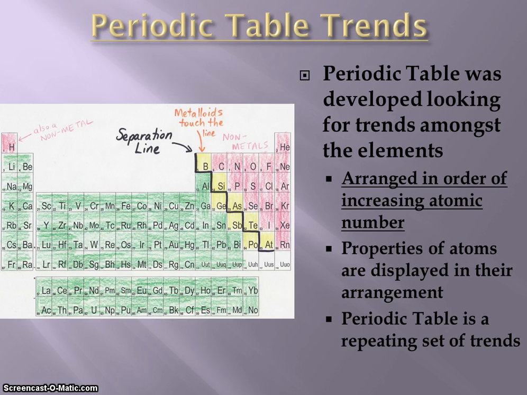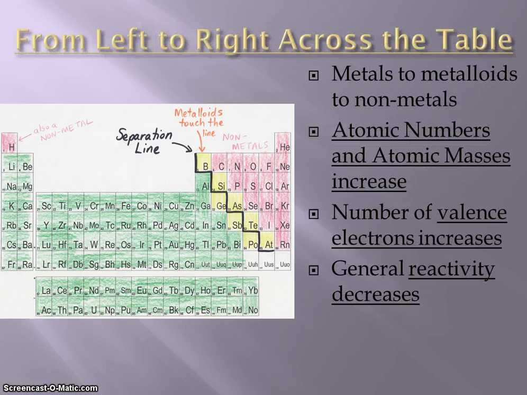The periodic table is just a set of repeating trends, the way it's arranged. From left to right across the periodic table, we go from metals. The metals are all to the left of the zigzag line. This is the zigzag line once again. These are the metalloids on the zigzag line, sharing some properties with metals and some properties with nonmetals. And as we continue to move to the right, we have our nonmetals to the right of the zigzag line.